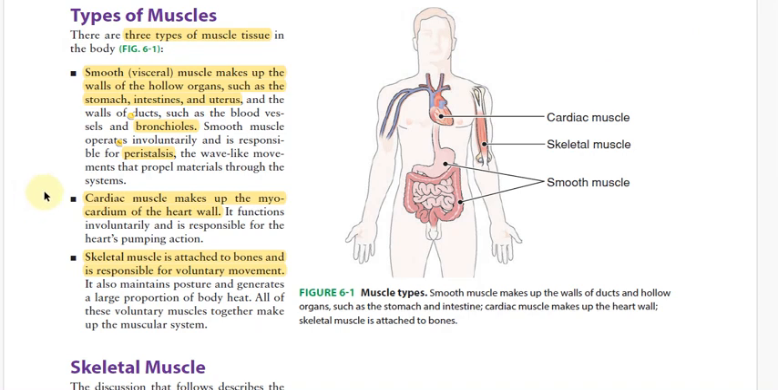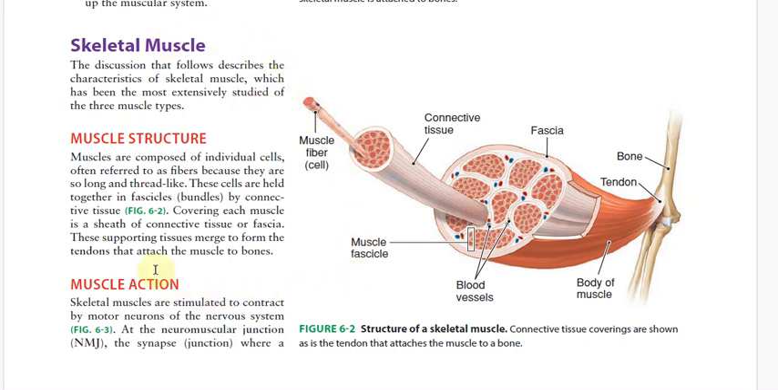Cardiac muscle makes up the myocardium of the heart wall. It functions involuntarily and is responsible for the heart's pumping action. Next, you have the skeletal muscle, which is attached to the bones and is responsible for the voluntary movement. It also maintains posture and generates a large proportion of the body heat. All of these voluntary muscles together make up the muscular system, as you can see here. Study the rest of the section here.